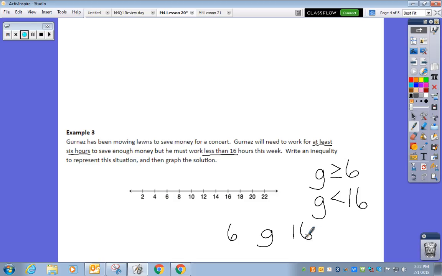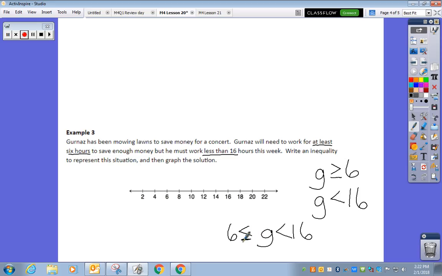And then I just need to make sure that the symbols are facing the correct way. So since G is to the left of 16, as it is here, I can use the symbol that it is. Notice the point is facing the G, the open side is facing the 16. This one, however, is backwards in order. So I want to make sure that it's pointing to the 6 with the open side facing the G.